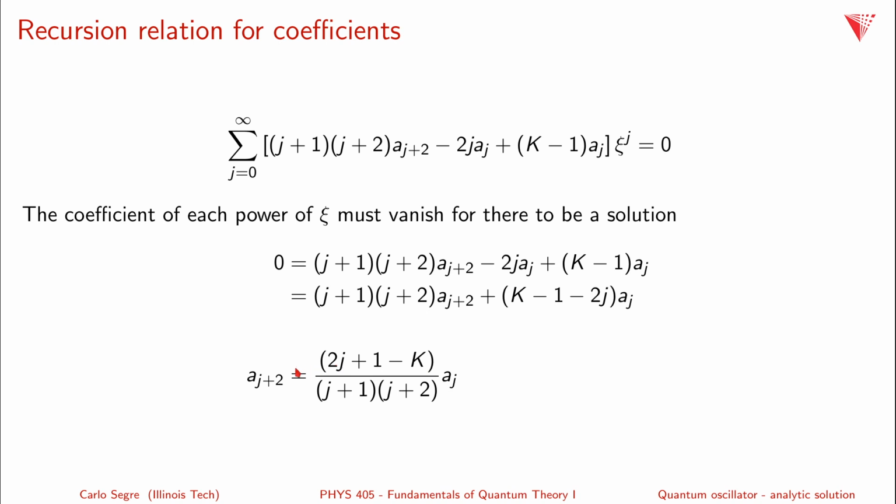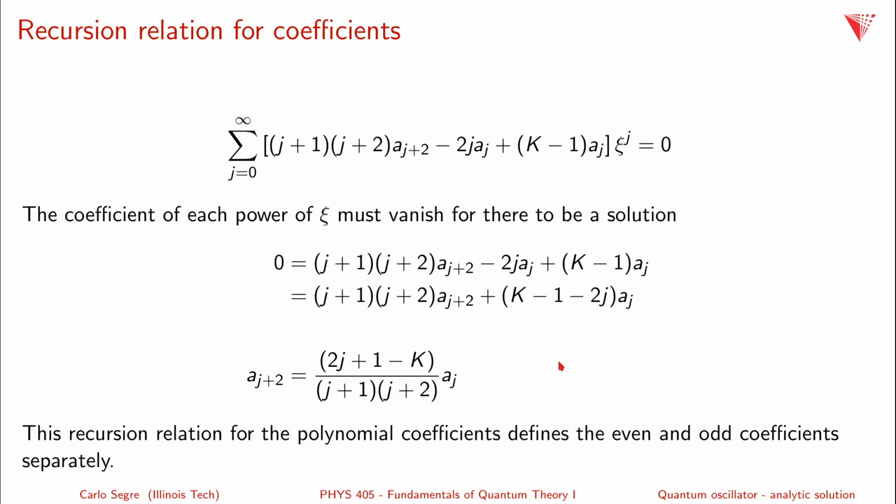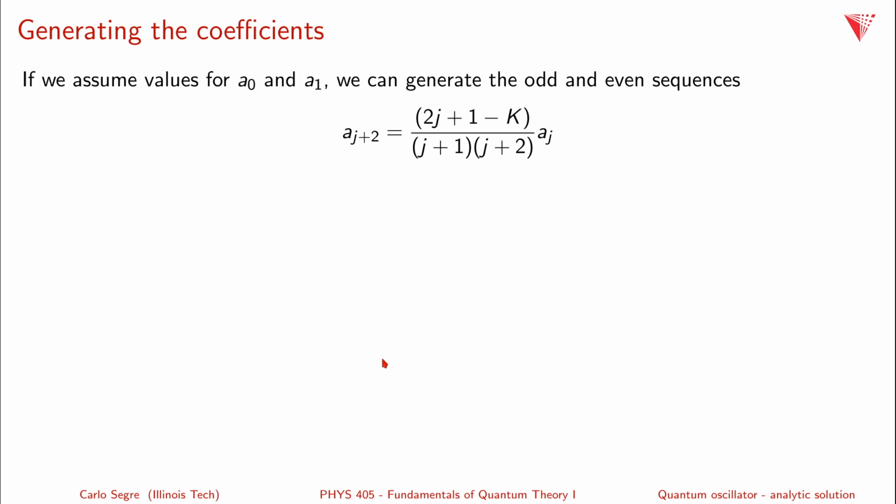So we have a sub j plus 2 is 2j plus 1 minus k divided by j plus 1 times j plus 2, all times a sub j. So this defines the even and odd coefficients separately, because if I start with this being even, like 0, I get all even coefficients. If I start with it at equal to 1, I get all the odd coefficients, and they don't intermix. So now we can assume values for a sub 0 and a sub 1 and generate all the odd and even sequences. So this is my recursion relation.